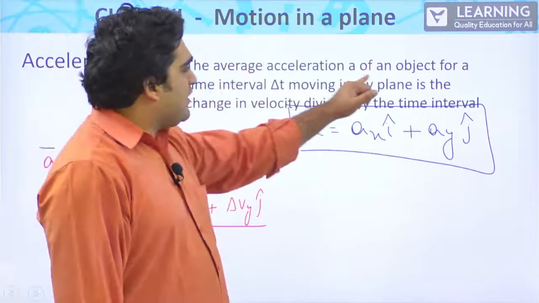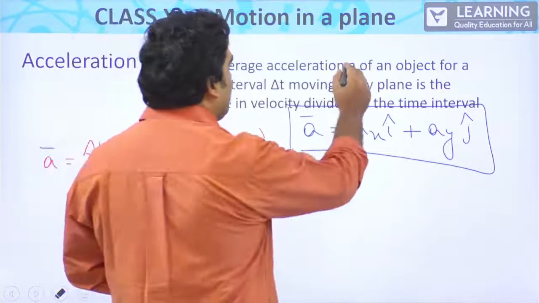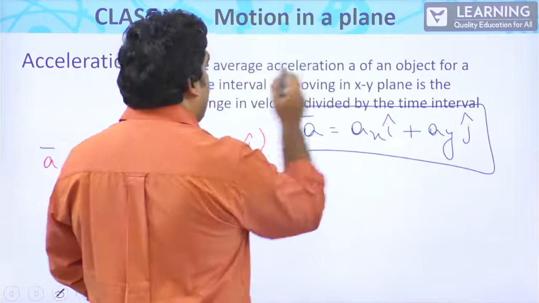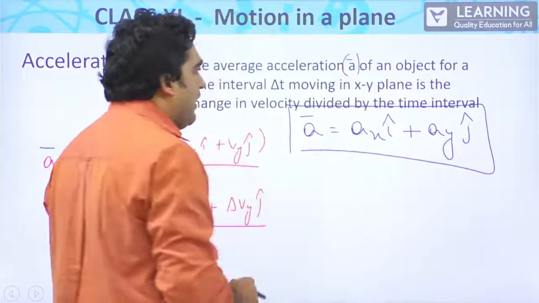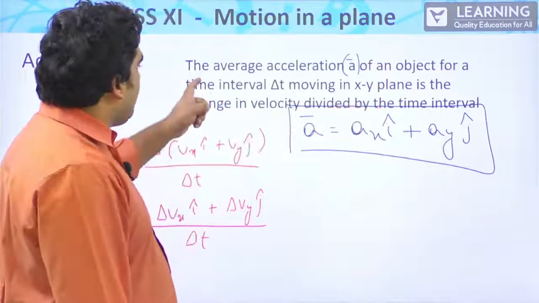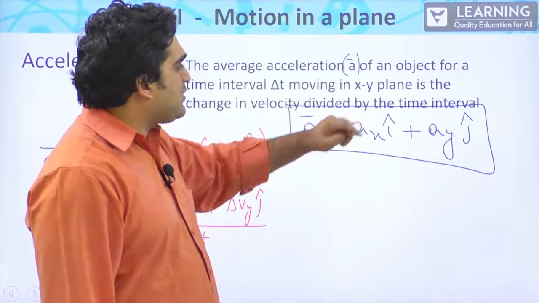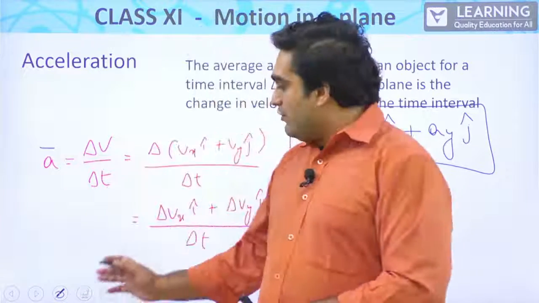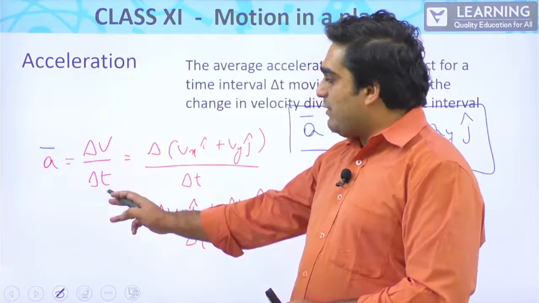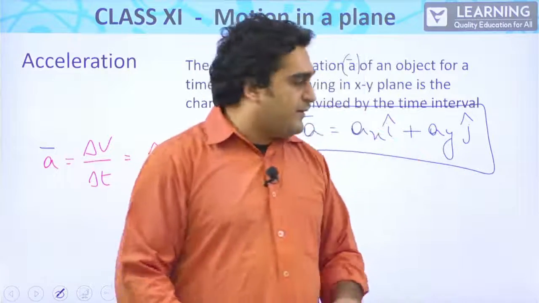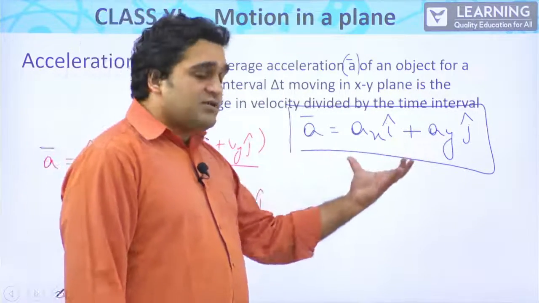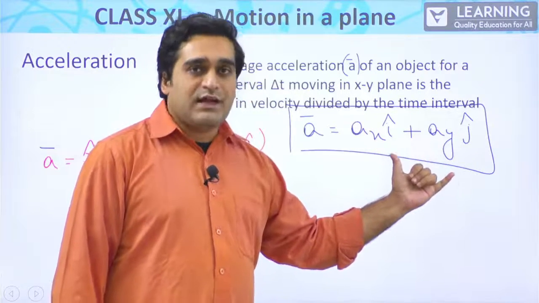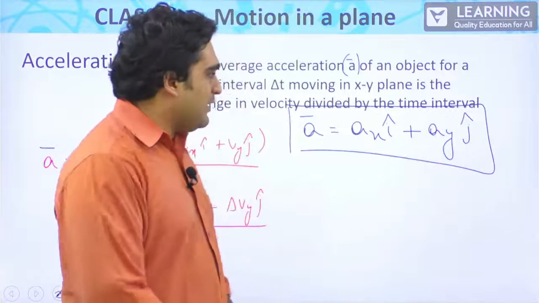The average acceleration a bar, you put a bar, of an object for a time interval delta t moving in the xy plane is the change in velocity divided by the time interval. So we have noticed here it is the change in velocity divided by the time interval. And that can be equated to this, where the average acceleration can be split into two respective components, the x component and the y component.